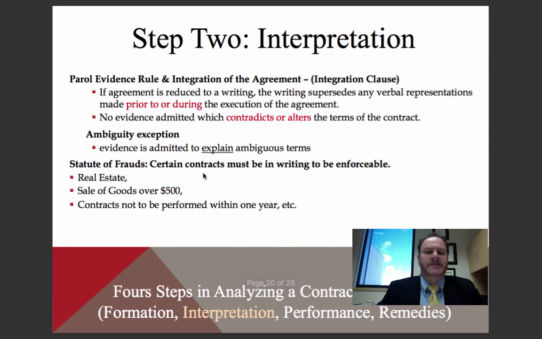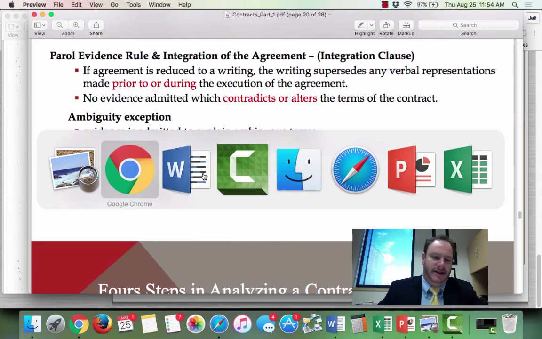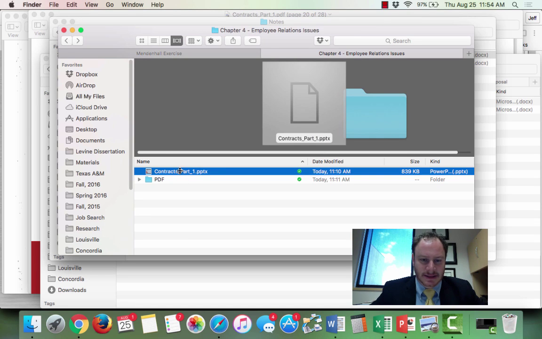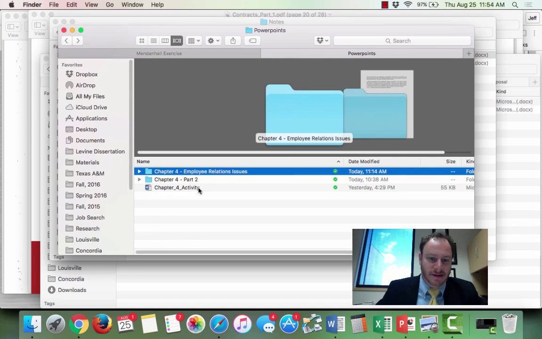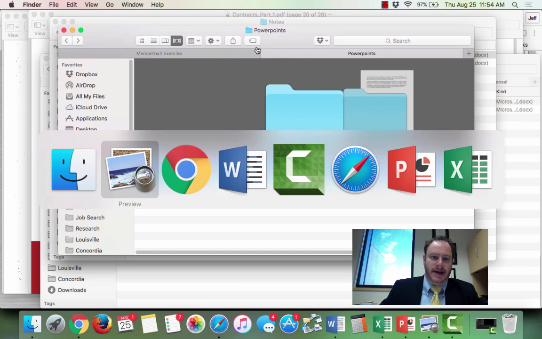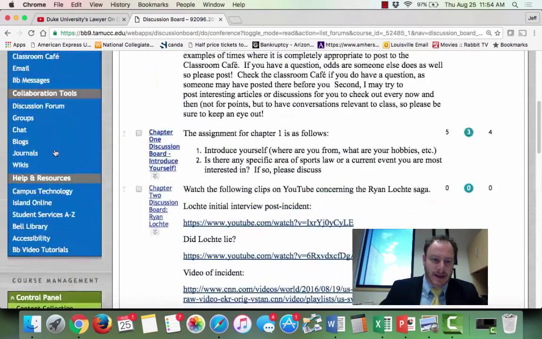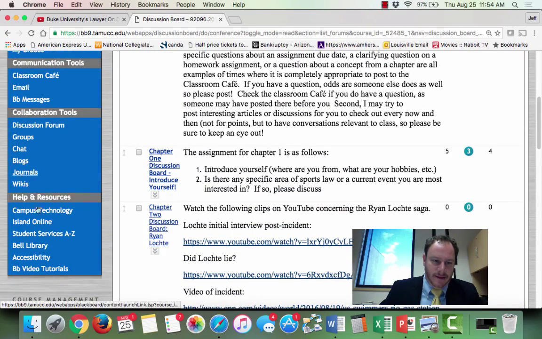Integration clause just means that there's language within the contract that says that this contract is the final understanding and agreement between the parties. So let's see if I can bring that up here. Bear with me for one second here. Not technical difficulties per se. Actually, what I will do to be cool is we will go to the content here.